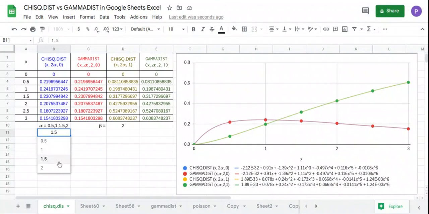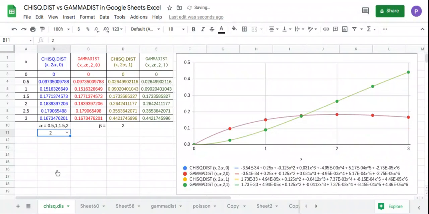At alpha equals 2, it's the same. This is the curve, and these datasets are the same, and this is the curve. This completes the use of array formula to show the differences between CHISQ.DIST and GAMMA.DIST.